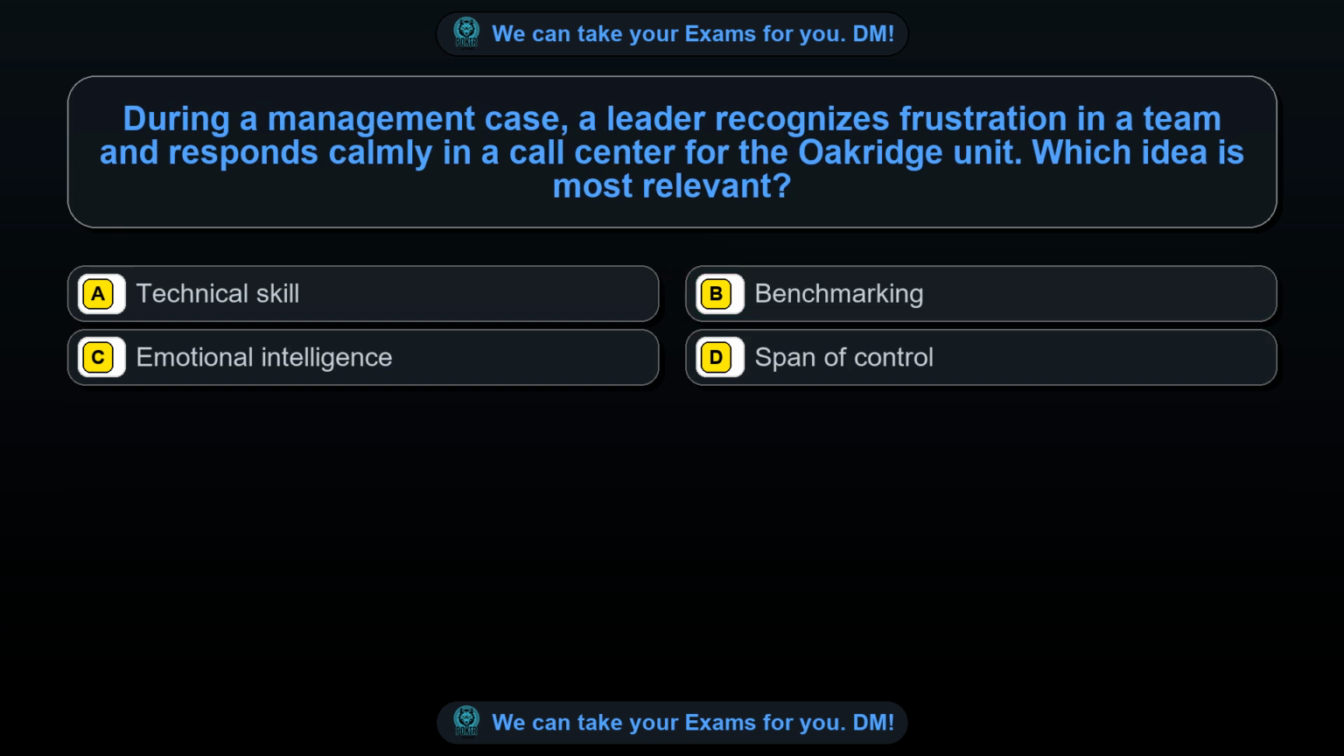Question 18. During a management case, a leader recognizes frustration in a team and responds calmly in a call center for the Oak Ridge unit. Which idea is most relevant? Option A, technical skill. Option B, benchmarking. Option C, emotional intelligence. Option D, span of control. The correct answer is option C, emotional intelligence.